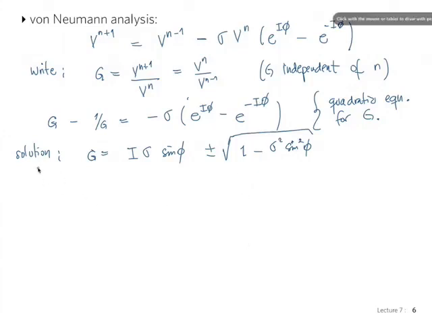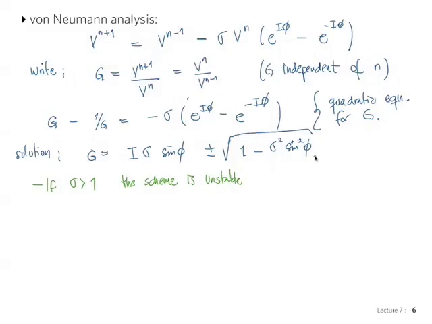So, you see that if sigma was greater than 1, then the scheme is unstable. Since the term under the square root can become negative, then we have a pure imaginary G. Both of these two terms are going to be imaginary, and the magnitude, when we add those two imaginary components, is going to be greater than 1.